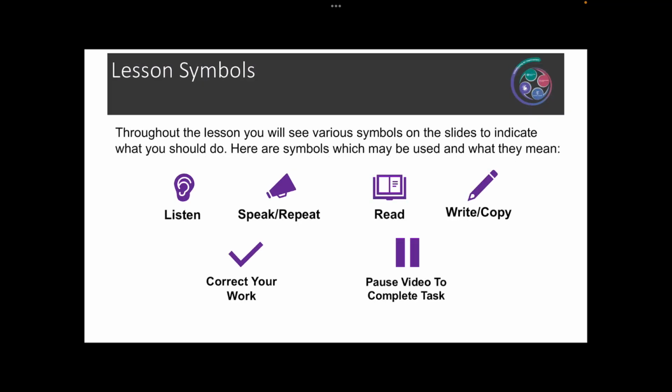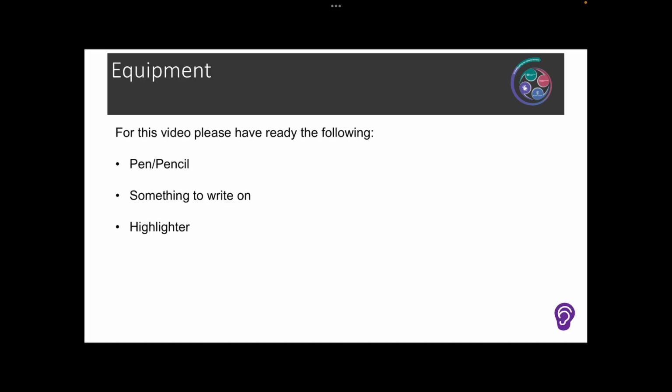Throughout the lesson, you will see various different symbols on the slides to tell you what to do. Familiarise yourself with these. Before you get started, please make sure you have something to write with, something to write on, and a highlighter would be beneficial as we go through the questions.